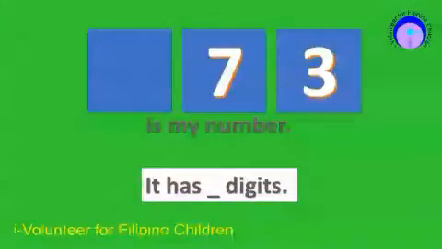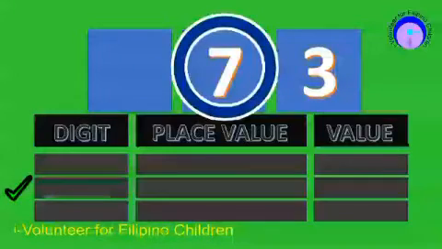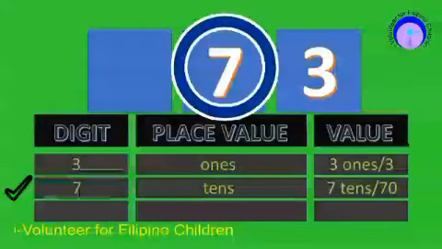What is your number? How many digits does your number have? 73 is my number and it has 2 digits. What digit do you have? What place value does it belong to? What is the value of your digit? Digit 7 is in the tens place, and the value is 7 tenths, or 70.